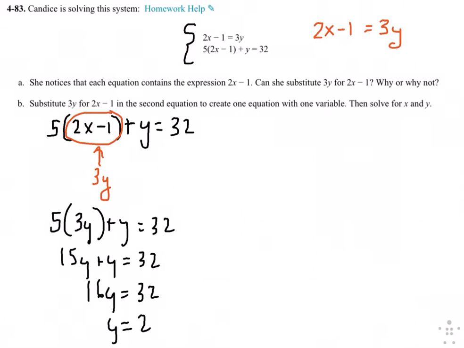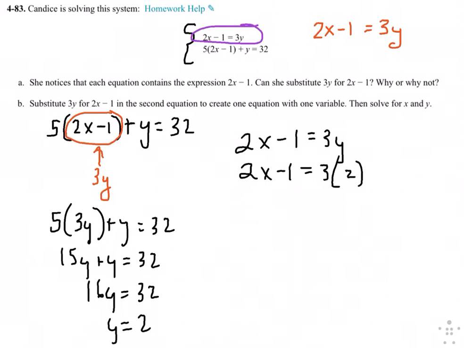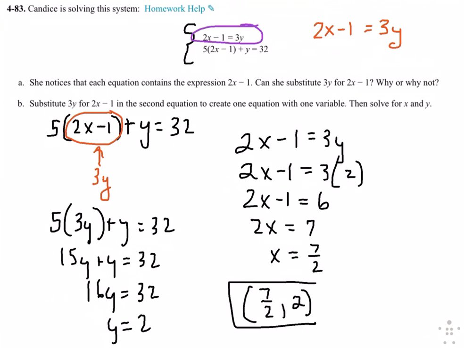So we got y. Now we have to solve for x. And we could use any equation. I think that this top equation looks a little simpler, so I'm going to use that one. 2x minus 1 equals 3y. So 2x minus 1 equals 3 times 2, right? Y is 2. 2x minus 1 equals 6. 2x equals, add 1 to both sides, 7. X equals 7 halves. So we get the ordered pair 7 halves, 2.